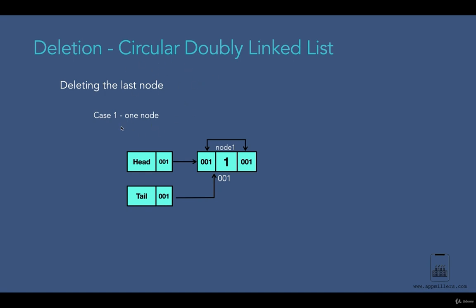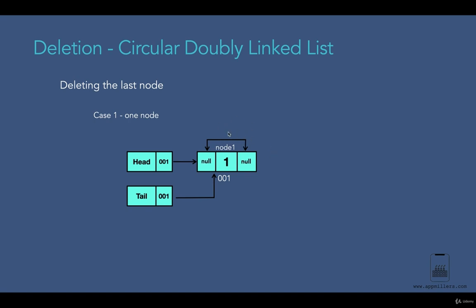Here also we have two cases. The first case is that we have only one node in our circular doubly linked list, and the second case is that we have more than one node in our circular doubly linked list. When we have one node in our circular doubly linked list, it is the same as deletion of the first node in a circular doubly linked list. So here again, we are going to set the previous and next references of this node 1 to null.